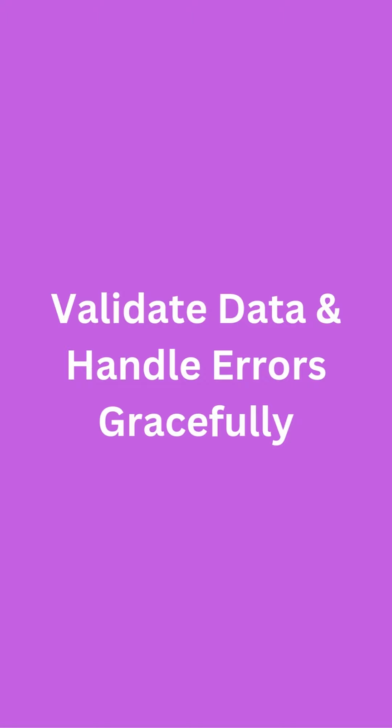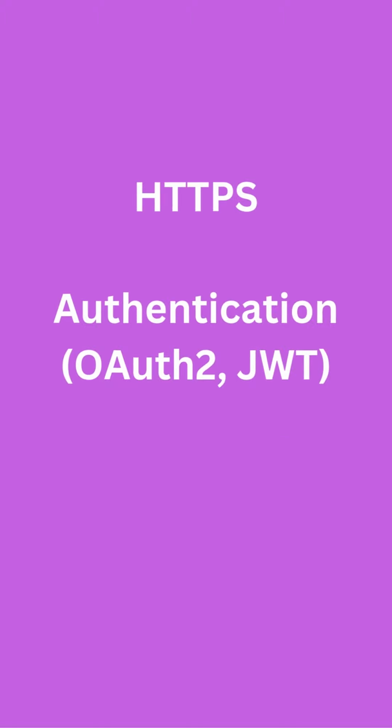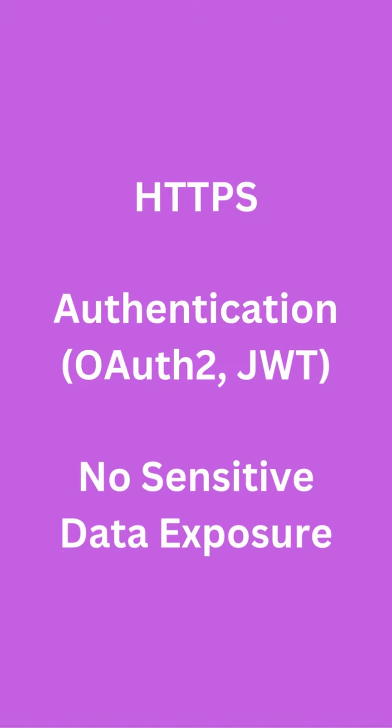Validate incoming data and send clear error messages. Don't expose internal errors to users. Implement rate limiting to prevent abuse and overuse of your API. Always use HTTPS, implement authentication like OAuth 2 or JWT, and never expose sensitive data in responses.